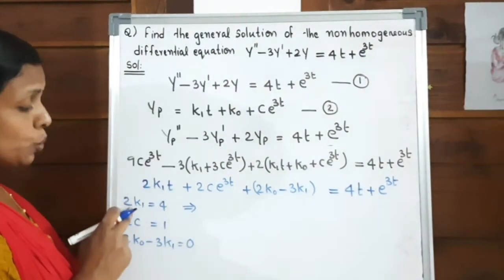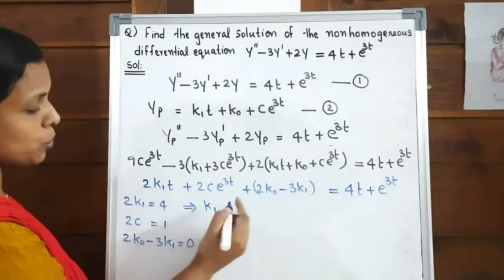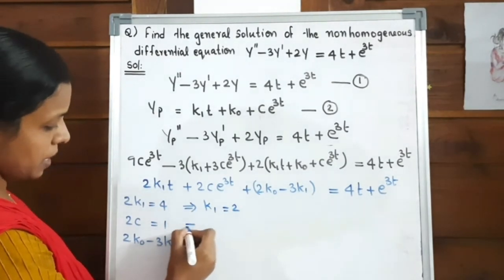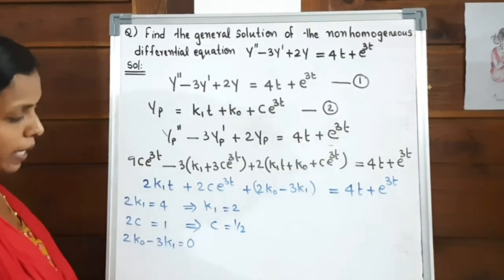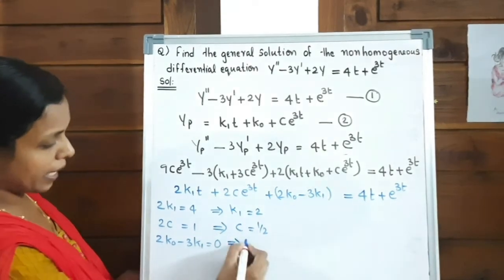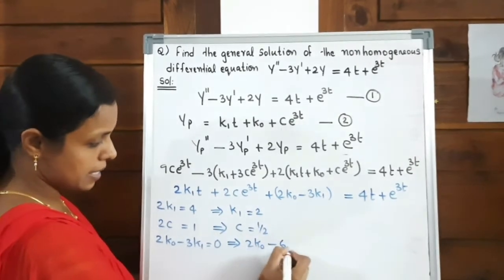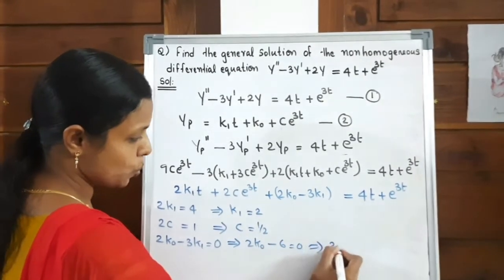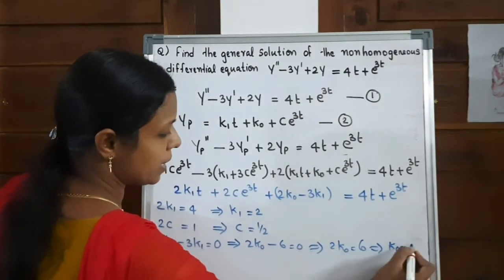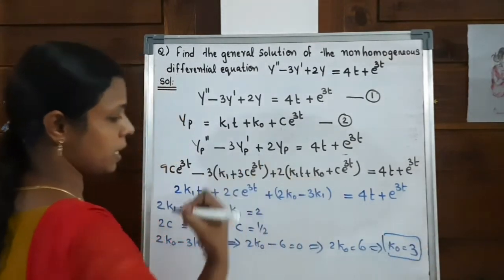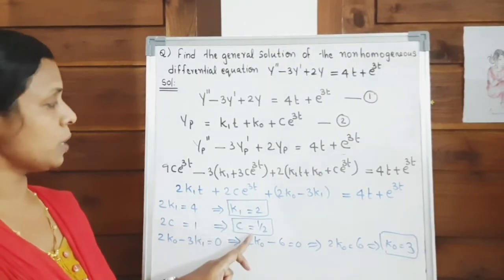Here 2k1 is equal to 4. From this we can write k1 is equal to 4 divided by 2, that is 2. From 2c is equal to 1, we can write c is equal to 1 by 2. This implies 2k0 minus 3 into 2, that is 6, is equal to 0. That implies 2k0 is equal to 6, so k0 is equal to 6 by 2, that is 3. Now we get k0 is equal to 3, k1 is equal to 2, c is equal to 1 by 2.